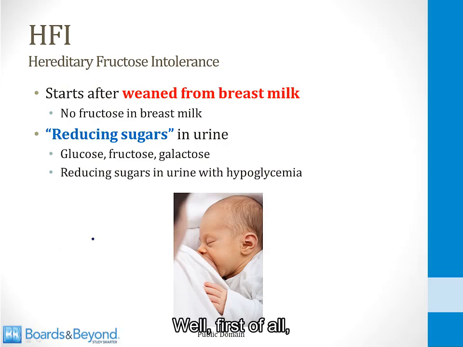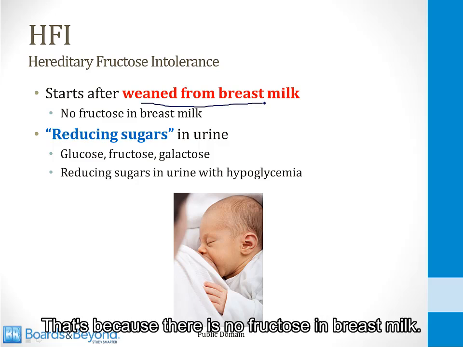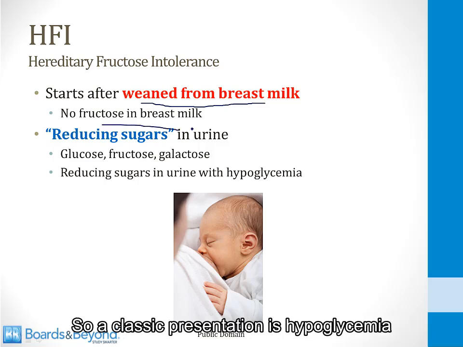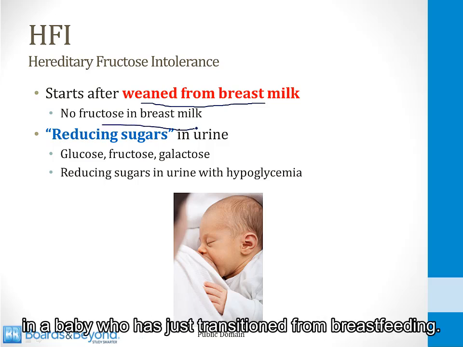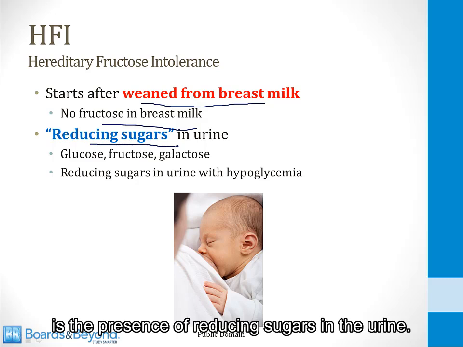Well, first of all, fructose intolerance presents just after babies are weaned from breast milk. That's because there is no fructose in breast milk. So a classic presentation is hypoglycemia in a baby who was just transitioned from breastfeeding. The second finding, the one that's used in clinical practice to diagnose these disorders, is the presence of reducing sugars in the urine.